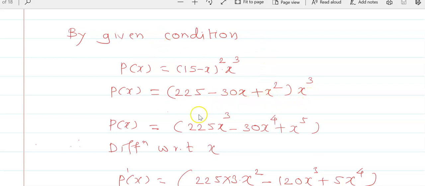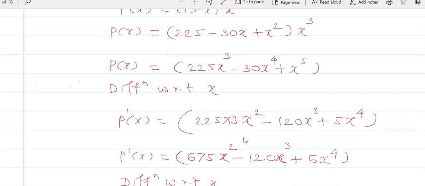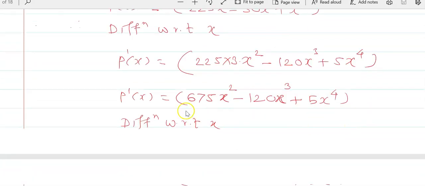You can take any of these two numbers, x square and 15 minus x bracket, you can take anything. Now p of x is equal to, after simplification, 225 x cube minus 30 x raised to 4 plus x raised to 5. Now differentiate this with respect to x, p dash of x. That is 225 into 3x square minus 120 x cube plus 5 x raised to 4. This is the p dash.